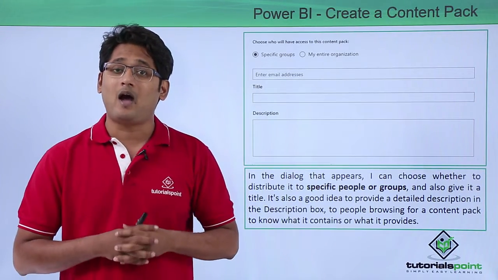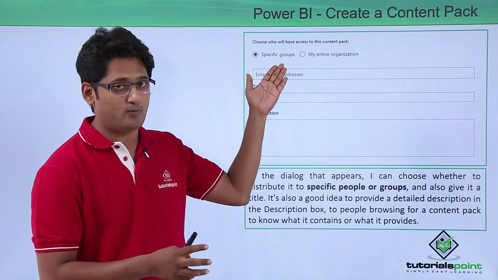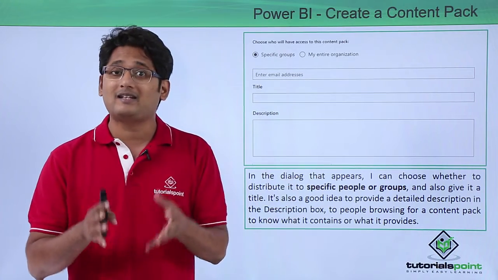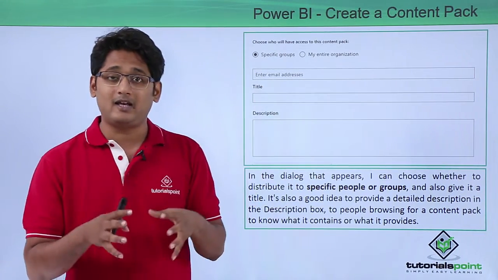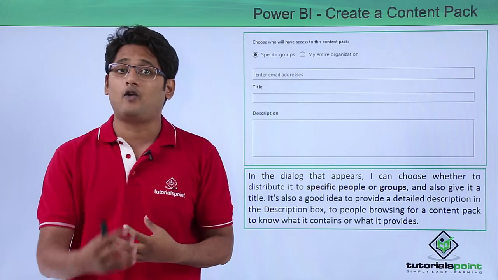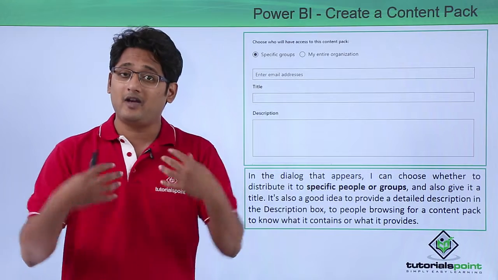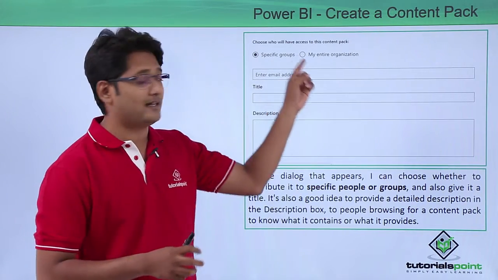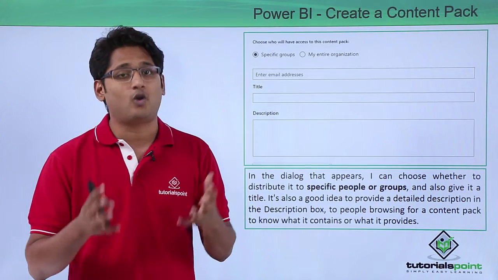Here you have the option where you can create this content pack for a specific group of people or for the entire organization. Whenever you select a specific group of people, a bar will come out where you will type the email address of your colleagues. So at that time you can be very specific about with whom you are sharing this content pack. Whenever I select my entire organization, this option will not be there.